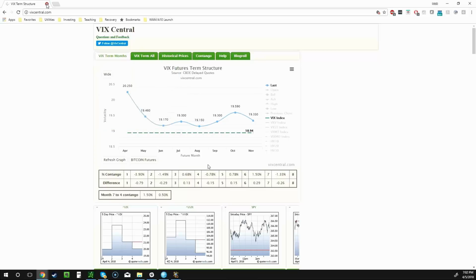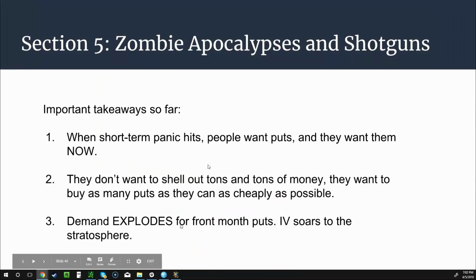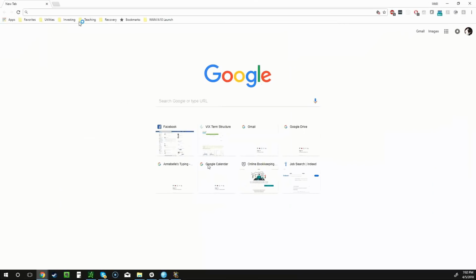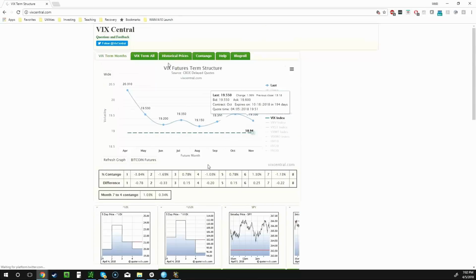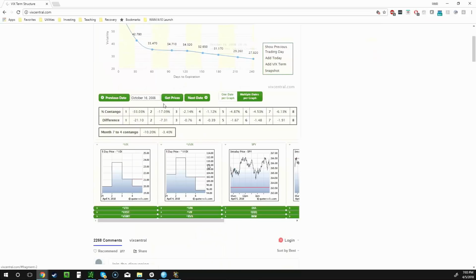So demand basically explodes in the front month. And actually, let me go back to VIX Central for just a minute. I'm just going to pull up the historical curve for earlier this year, just so we can take a close look at it for a minute.